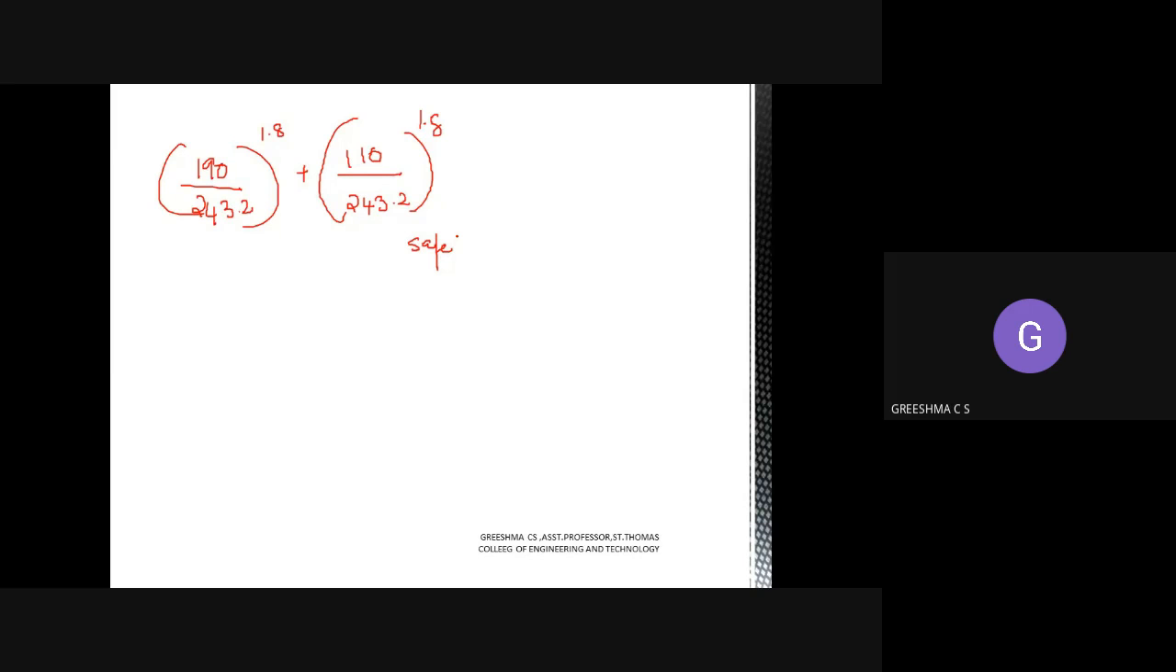So all of you do this problem and tell me whether you are getting this value less than 1 or not.